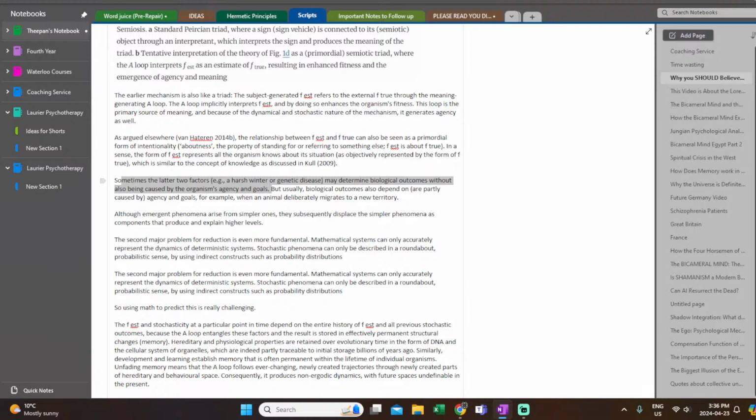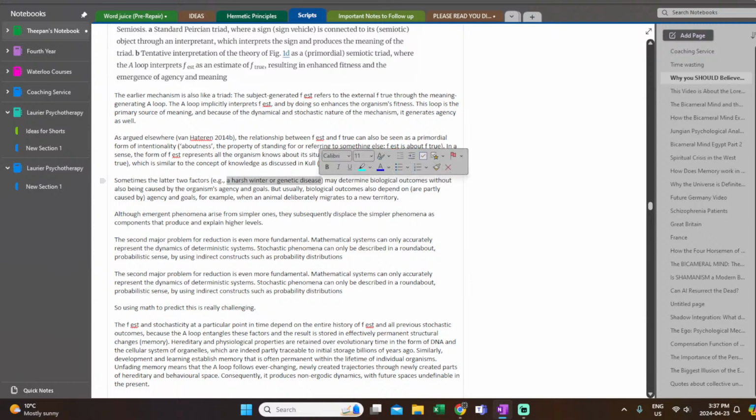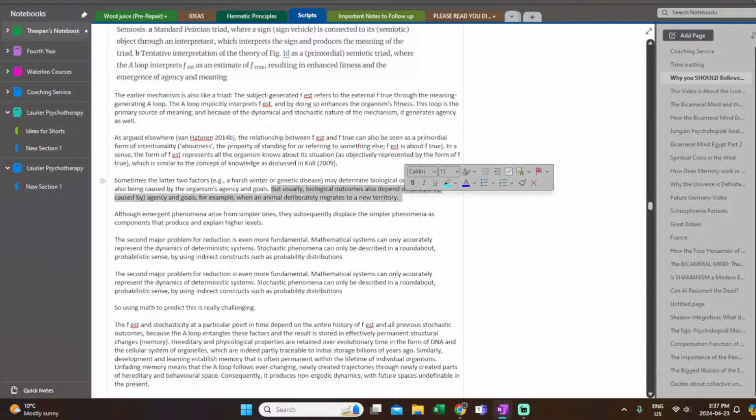It's just a lower level truth or a lower level principle. So yeah, a harsh winter or a genetic disease might cause you to die, but you can also exert some agency by changing your behavior. Biological outcomes are also partly caused by agencies and goals. For example, when an animal deliberately migrates to a new territory, you check your fitness. Your fitness is not good.